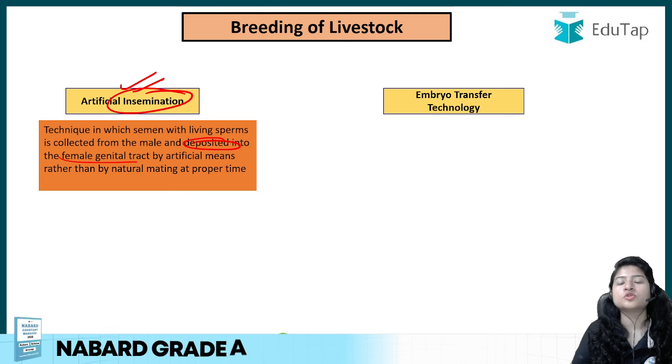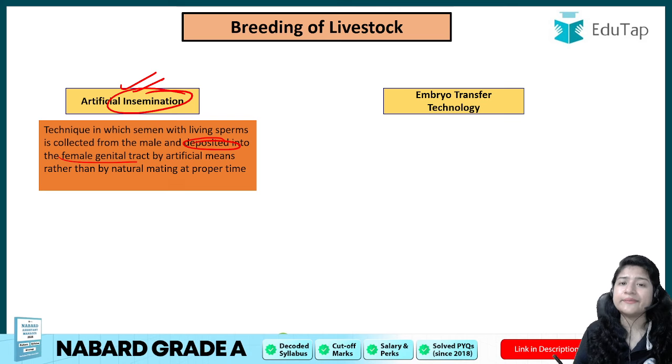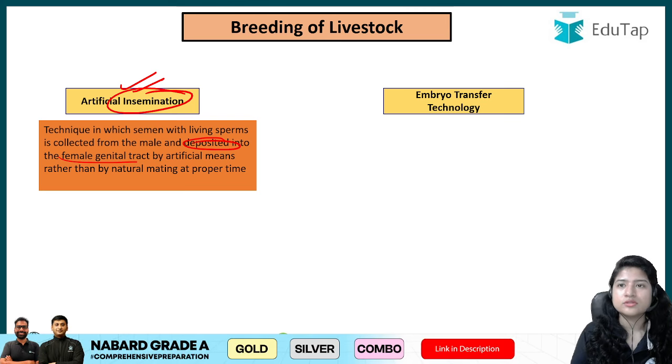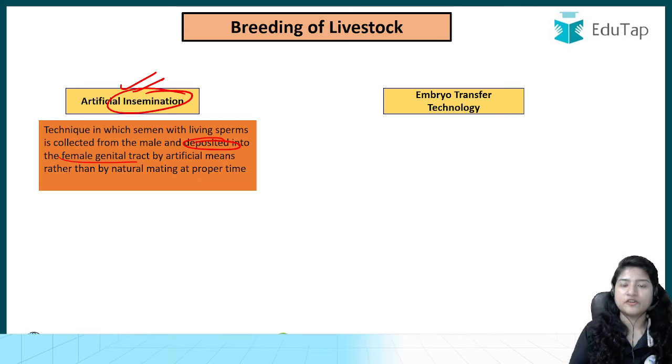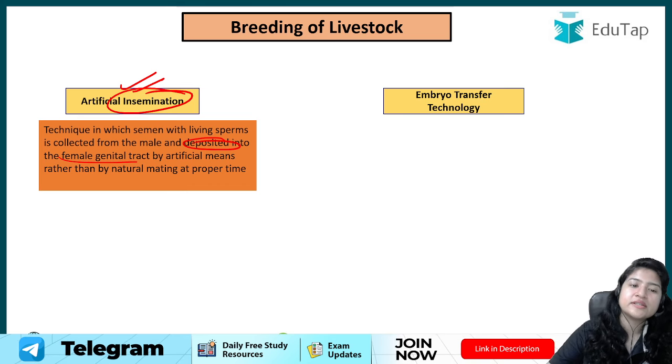So I would go to gene banks, I will just buy the semen, and I can just inseminate the females artificially, and the process will go. So it's very much effortless, and it is also much cheaper than the traditional methods, right? So that is known as artificial insemination.